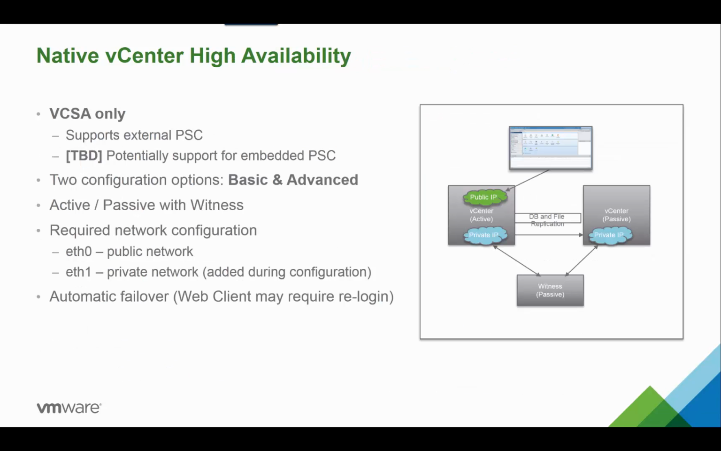A much needed new feature is the native vCenter High Availability, or HA. The HA supports an external PSC and potentially in future releases the embedded PSC. HA is configured with one vCenter Server as the active and one as a passive with a witness. During failover situations, it will automatically fail over. Now, if you're already in the vSphere Web Client and actively using it, you may not even realize that it's failed over. Worst case scenario, you just have to relog back into the vSphere Web Client.